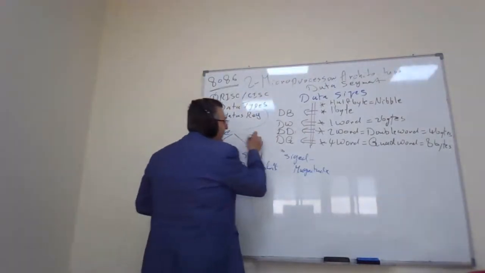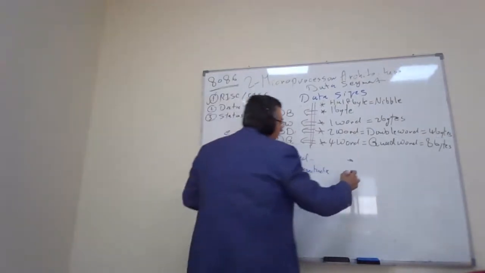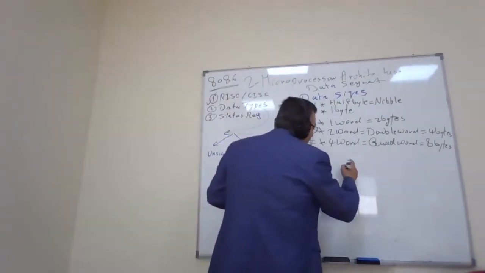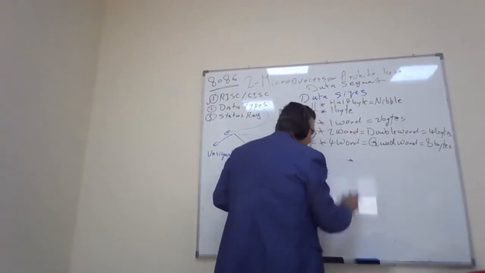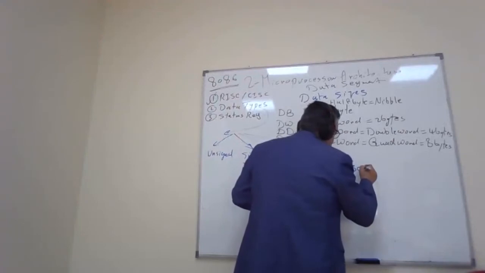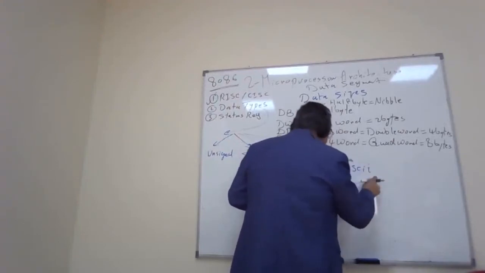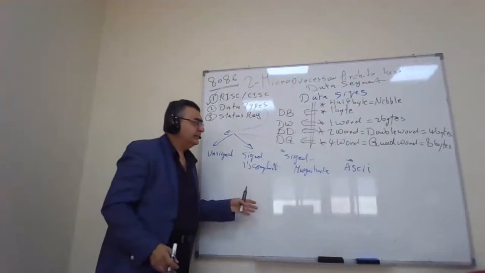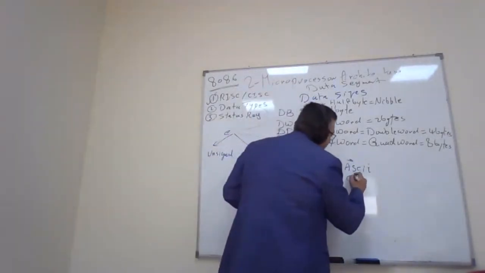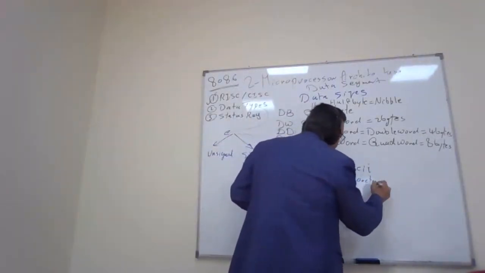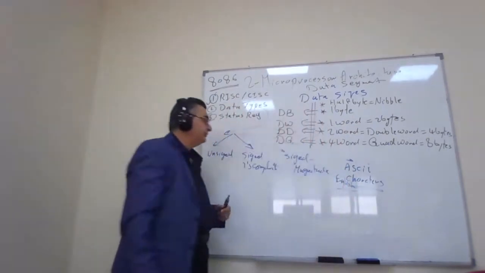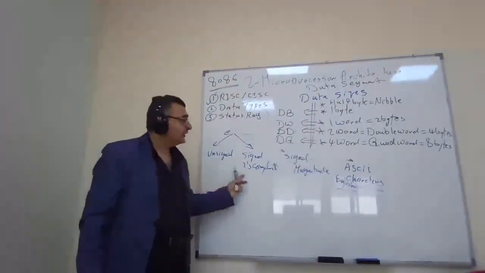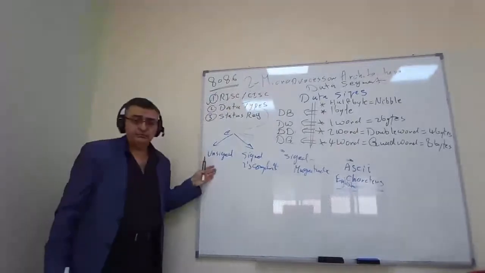There is also one data type that we will deal with, which is actually called ASCII or string. We also mentioned that this is for English characters. These are the data types that we will be dealing with.